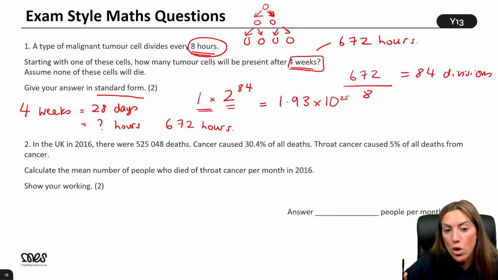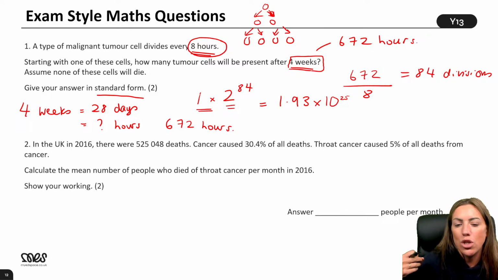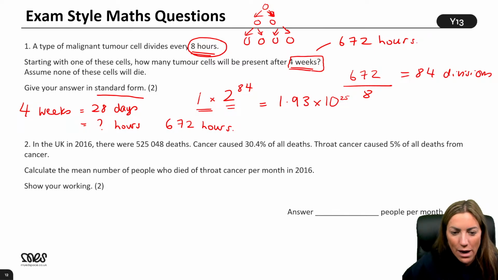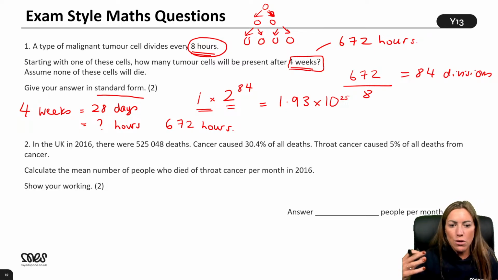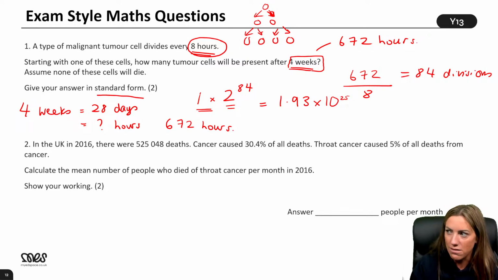So we're doing 2 and we're doubling it 84 times because 84 divisions can take place in 672 hours. So it's 1 times 2 to the power of 84 or just 2 to the power of 84. So I'm doubling it 84 times, if that makes sense. I'm going 2 to 4 to 8 to 16 to 32 to 64, 128. I keep doubling 84 times. So it's 1 times 2 to the power of 84. Okay with that? A few of you have got the right answer.